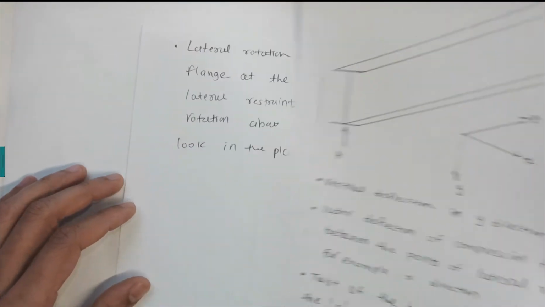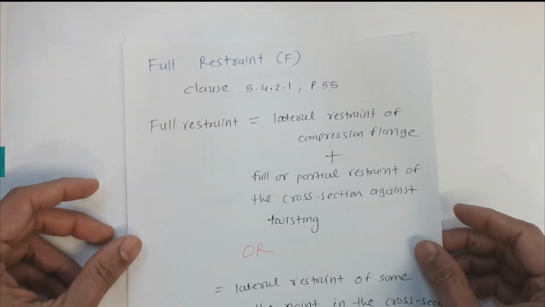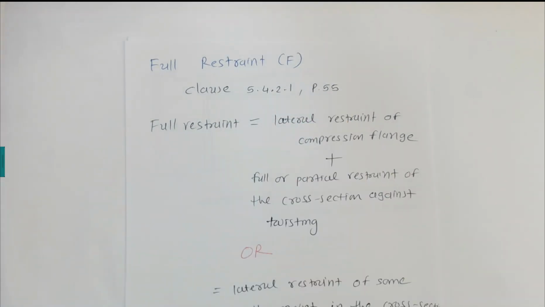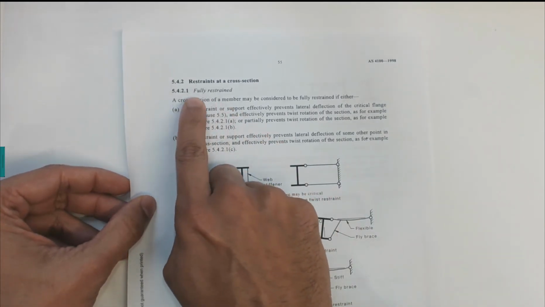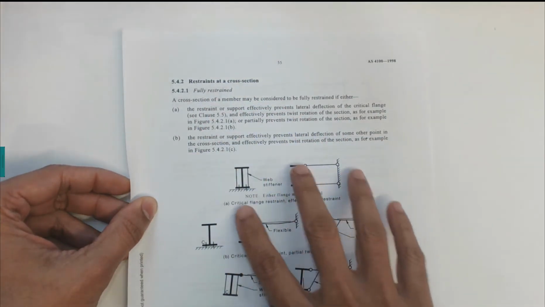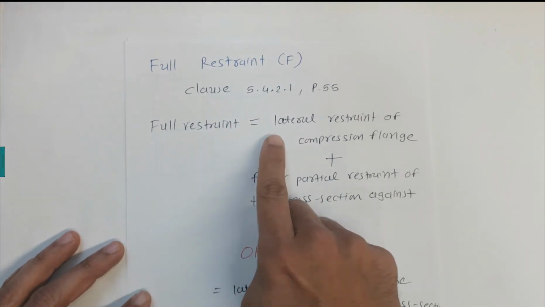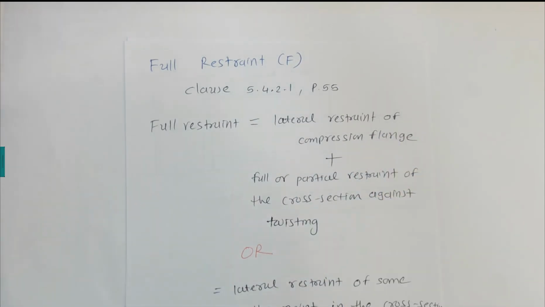Now what is the full restraint? There are four scenarios that you need to keep in mind to describe full restraints. Full restraint is given in clause 5.2.4 on page number 55 in AS 4100. Clause 5.4.1 has full restraints, given as A and B. You are allowed to read this, and it has also been described in the figures. I just took quick notes from that Australian standard, which is full restraint is equal to lateral restraint of the compression flange. What does it mean?